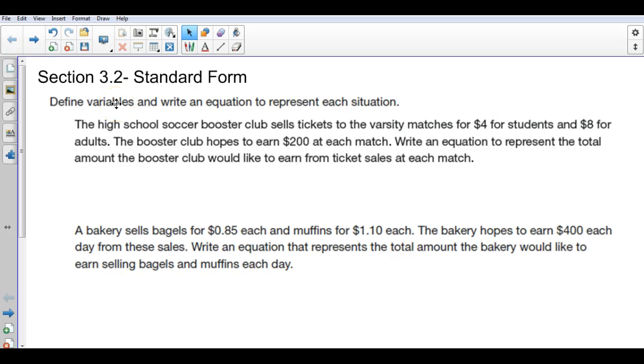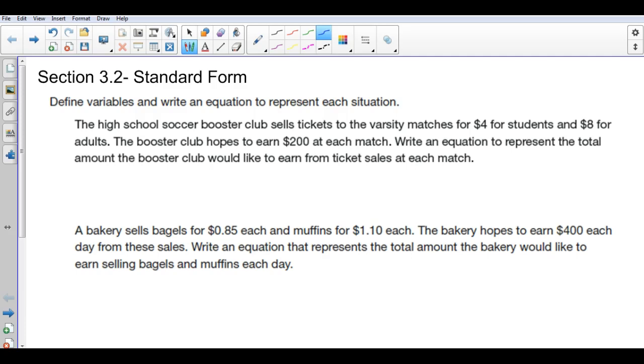So start off with this first example. High school soccer booster club sells tickets to the varsity matches for $4 for students, $8 for adults. So that happens in a lot of places. A lot of sporting events will charge less for students, more for the adults. They're hoping to earn $200 at each match. So there might be games where only students come. There could be games where only adults come. There might be a combination where there's more students and less adults, or vice versa. So there's a lot of combinations for ticket sales, but they want to earn $200 at each match.